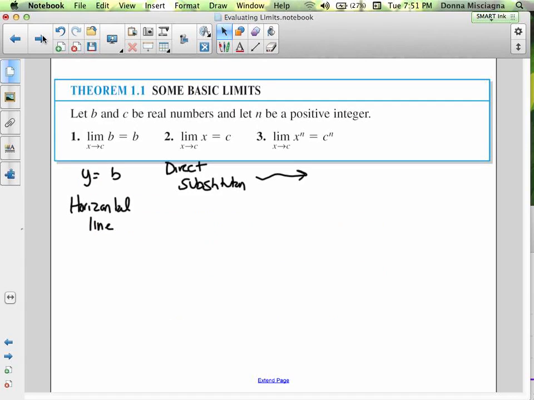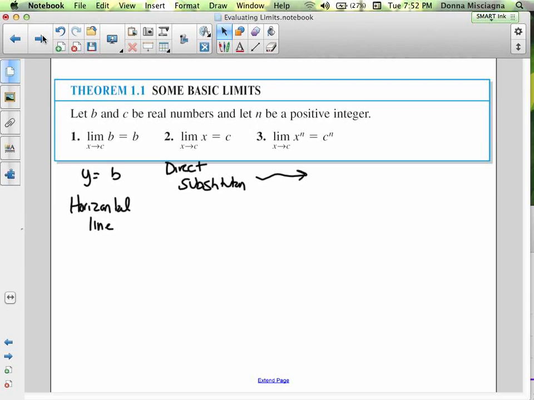Right, so some basic limits, and this is in your notes. Let b and c be real numbers and n be a positive integer. Right, so the limit of b as x approaches c is equal to b. This is just a horizontal line. It has the same value everywhere. Right, so actually it wouldn't matter what value x was approaching.